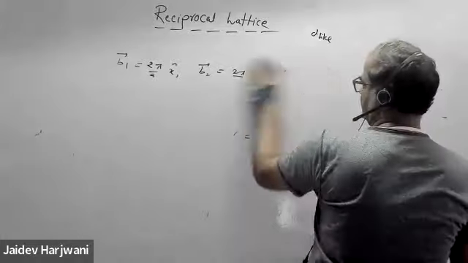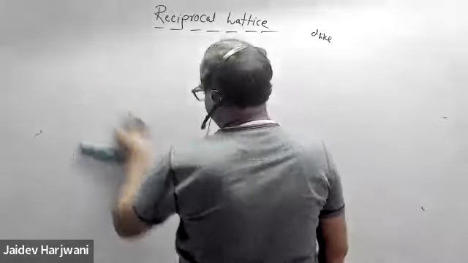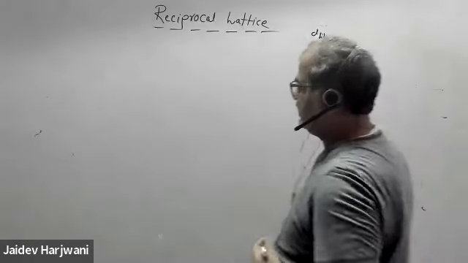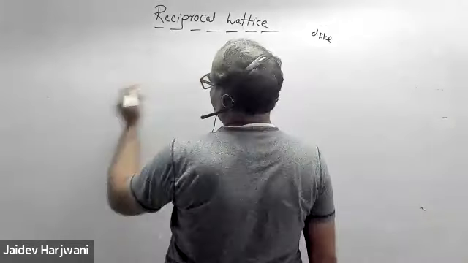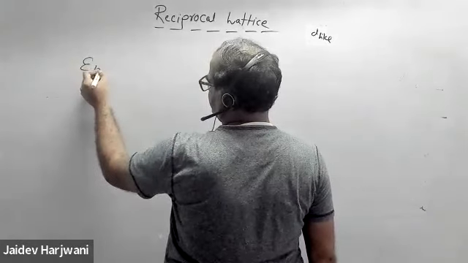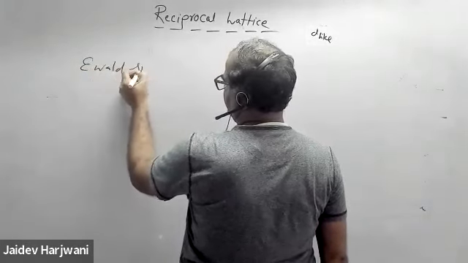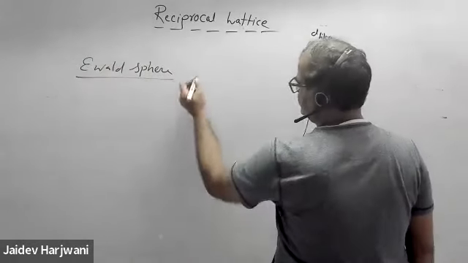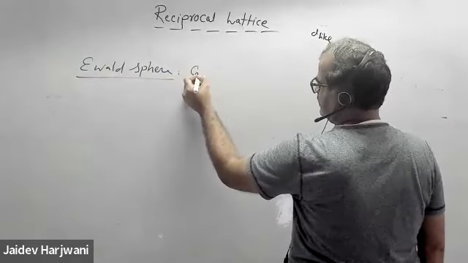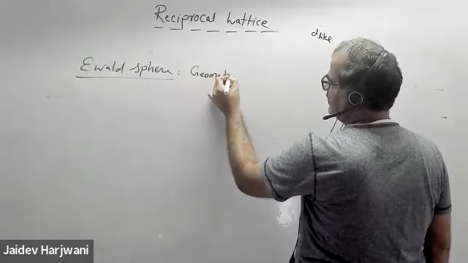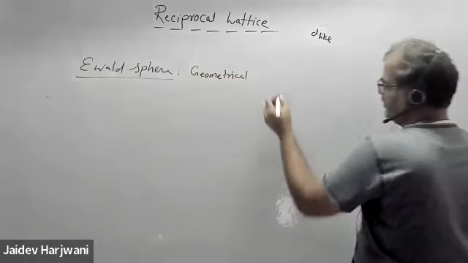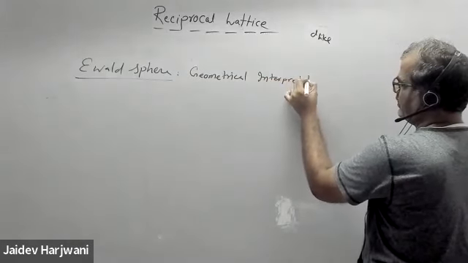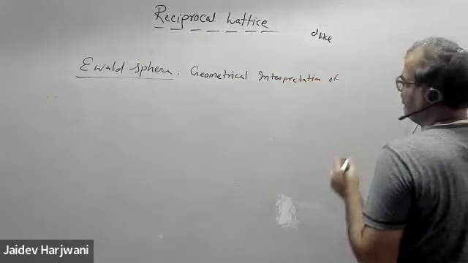So this is your reciprocal vector. Now let me plot the Ewald construction, Ewald sphere, or geometrical interpretation of Bragg's law.